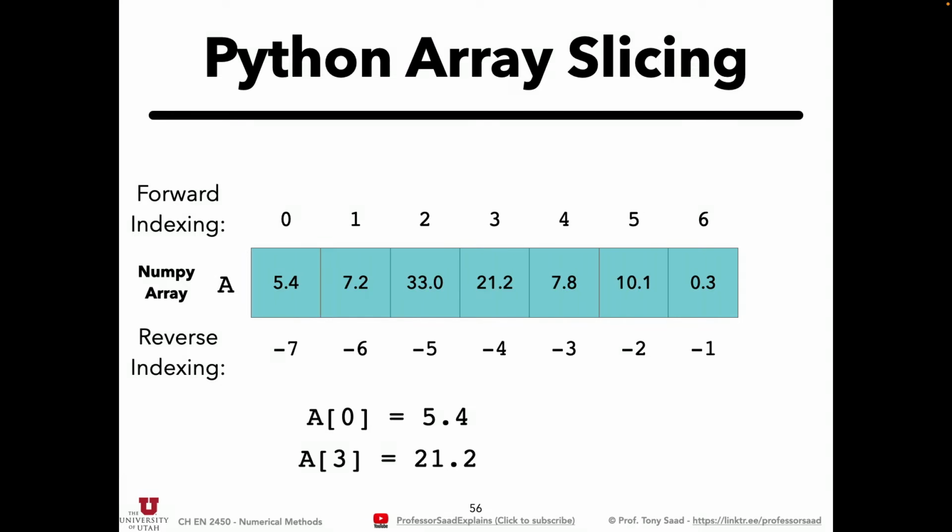With reverse indexing, you don't need to do that. You can just say A minus 1, and it gives you the last index. A minus 2, it gives you the second from last index. All right? So here are examples. A minus 1 is 0.3. A minus 5 is 33, because we've gone minus 1, minus 2, minus 3, minus 4, minus 5. Now note, forward indexing is 0-based. Reverse indexing is 1-based. The first entry from the end is at index minus 1. Okay? That's great. This is how we access an array.